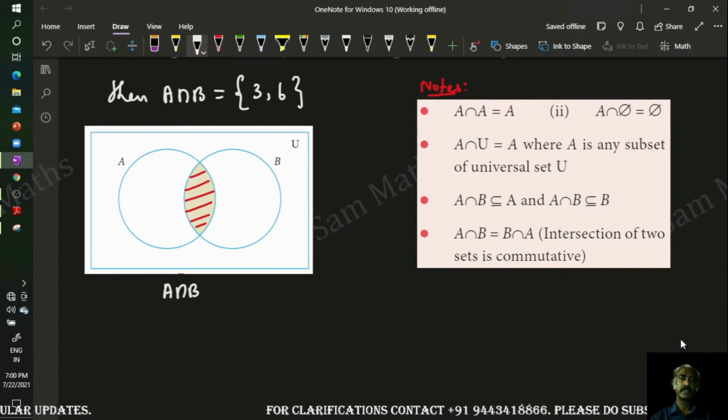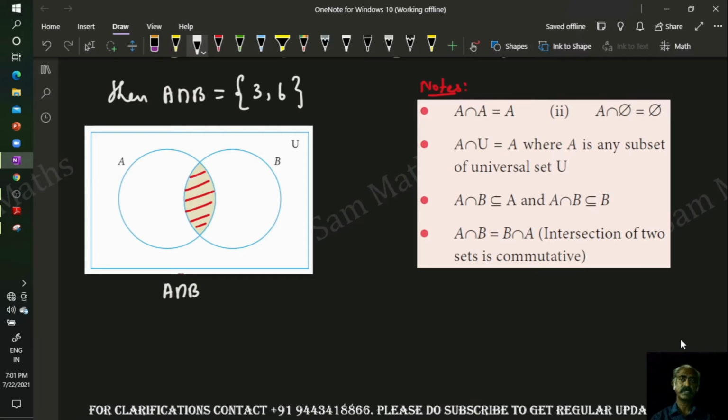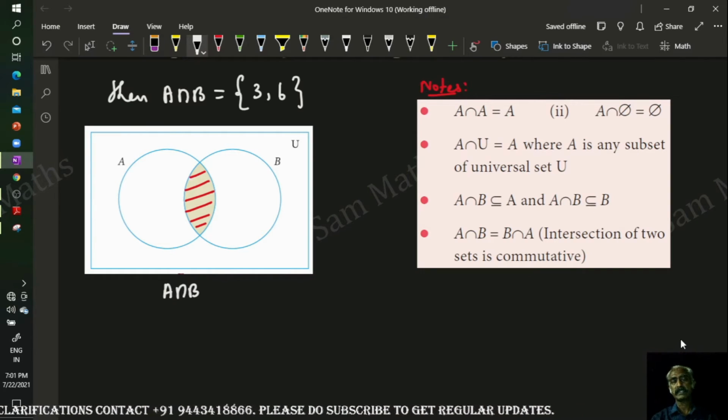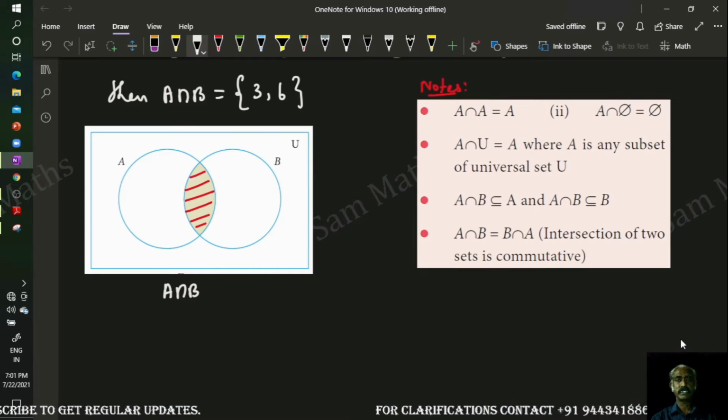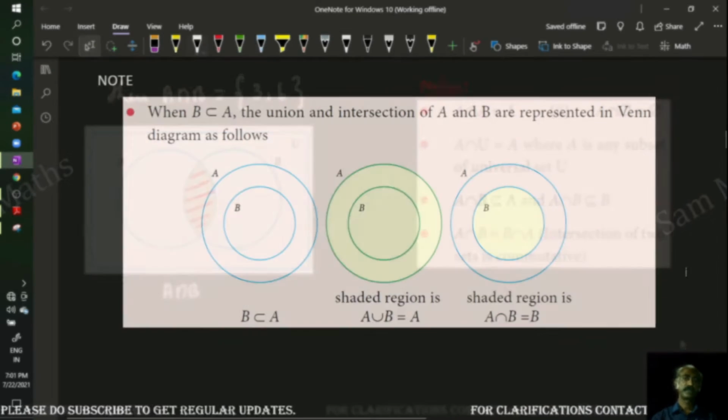The fourth one, A intersection B is a subset of A, and A intersection B is a subset of B. So it's very clear that A intersection B will be a subset of A and B. Next one, A intersection B is equal to B intersection A. So it's very clear that intersection of two sets is commutative. Listen, children.